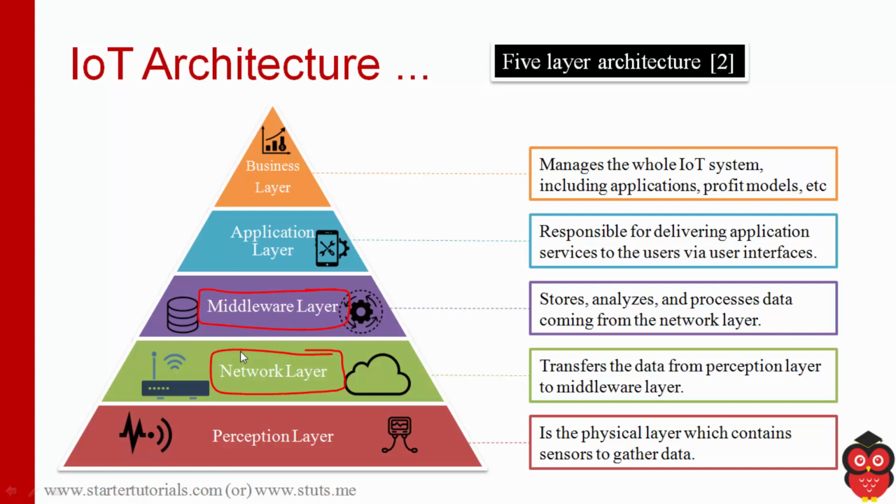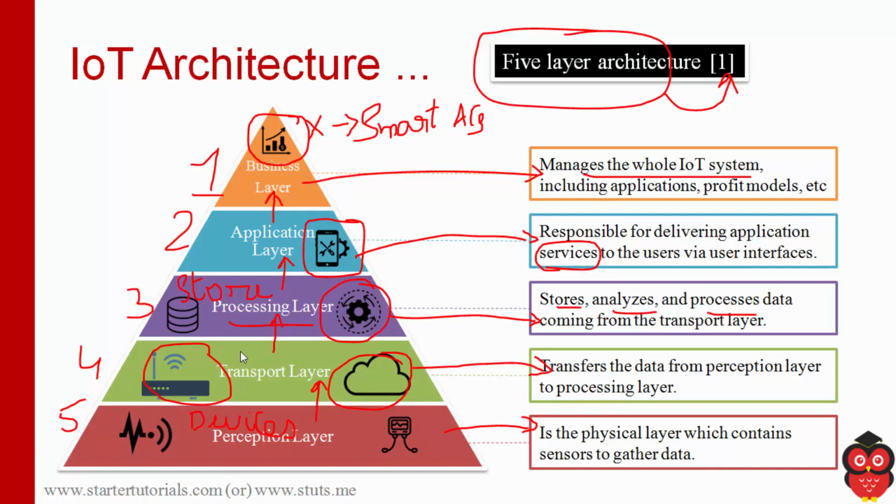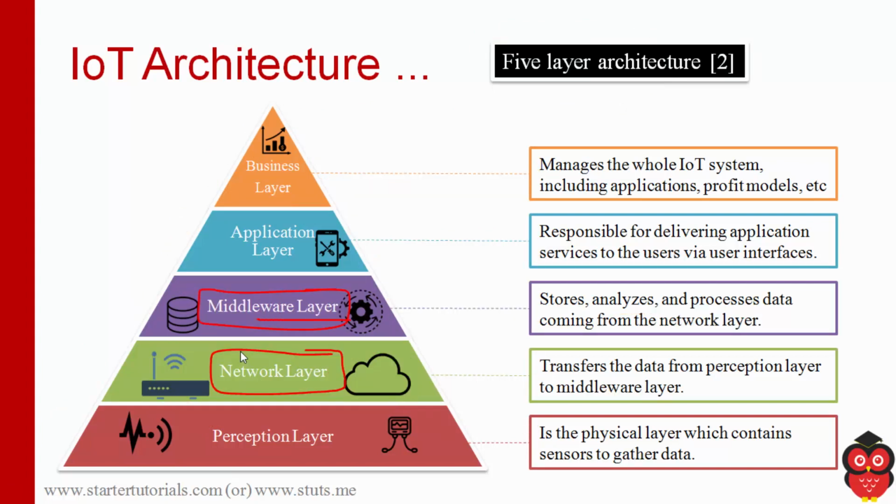So previously this layer name is transport layer and it is renamed to network layer. Okay, and in the previous architecture the processing layer is renamed to middleware layer. Okay, so the functionality is same. Perception layer contains the devices, the sensors which gathers data, and network layer contains different equipment like routers, switches, hubs, and all these things, and internet, as well as LAN, local area network, and all these things. That is the communication layer.